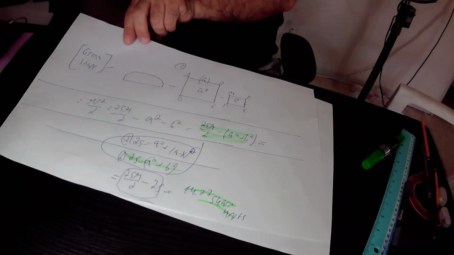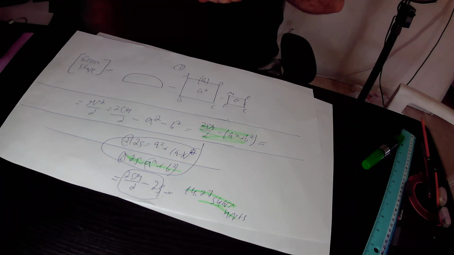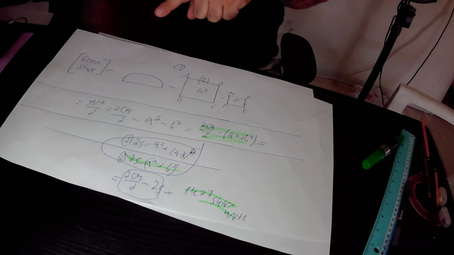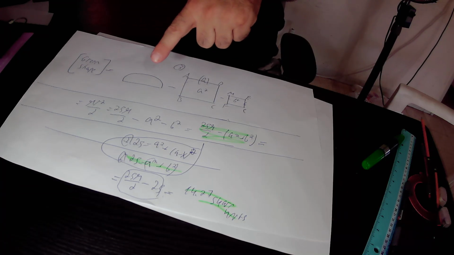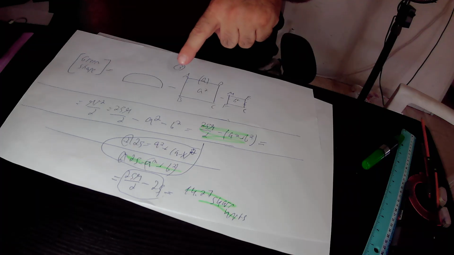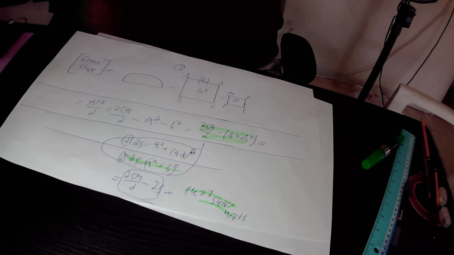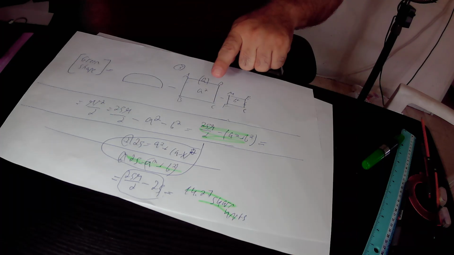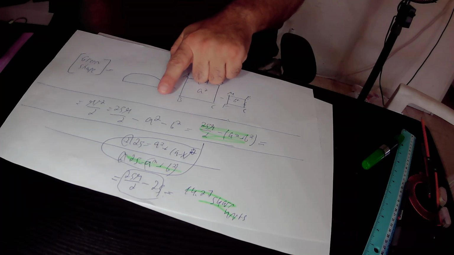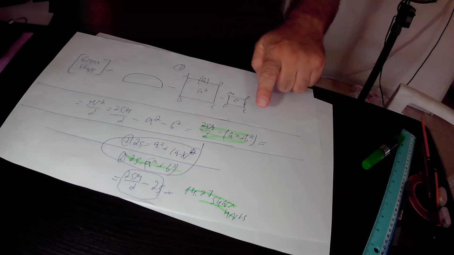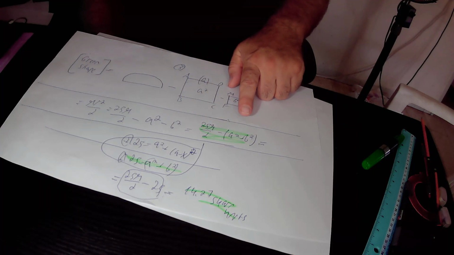So in total, the area of the green shape equals the area of the big semicircle, 25 pi over 2, minus the area of the big square, A squared, minus the area of the small square, B squared. So it is 25 pi over 2 minus, taking minus 1 as a common factor for those two expressions, inside the brackets we leave only A squared plus B squared.